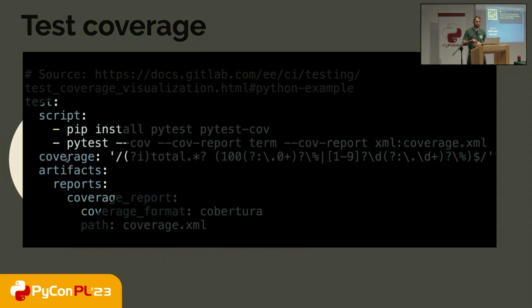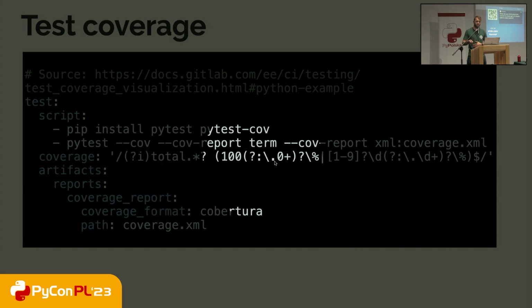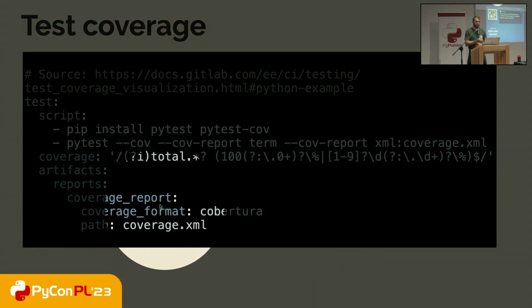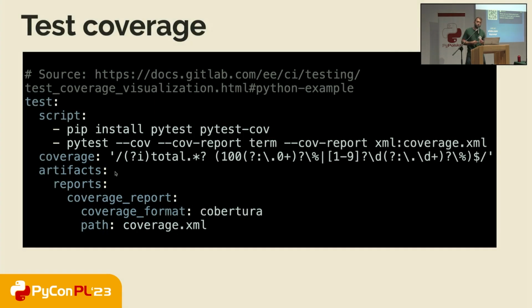I defined the coverage key with a long regular expression that defines how to find the coverage in the logs. And then I also defined an artifact that specifies that we want to keep the coverage XML file. Artifacts are a way to share files between jobs, because if you're running a job and the job finishes, all the files that were created are gone. But if you want to preserve some files, for example the coverage report, you can create an artifact.